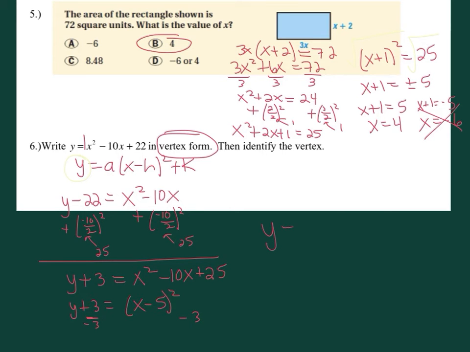So we'll have y equals (x minus 5) quantity squared, take away 3, and we can see, oh, here's h. Here's the h value. Here's the k value. So the vertex that they've asked me to identify is (5, negative 3).